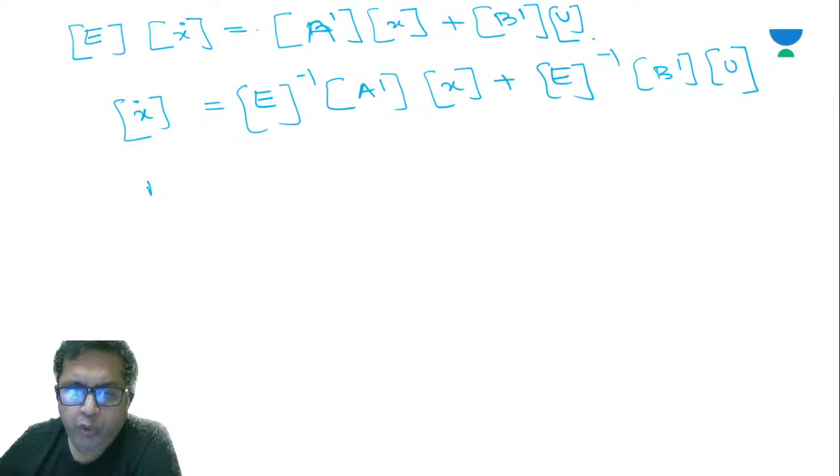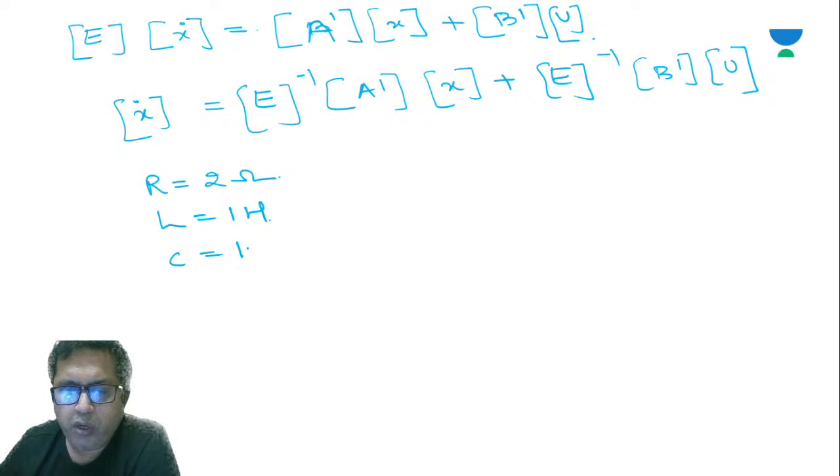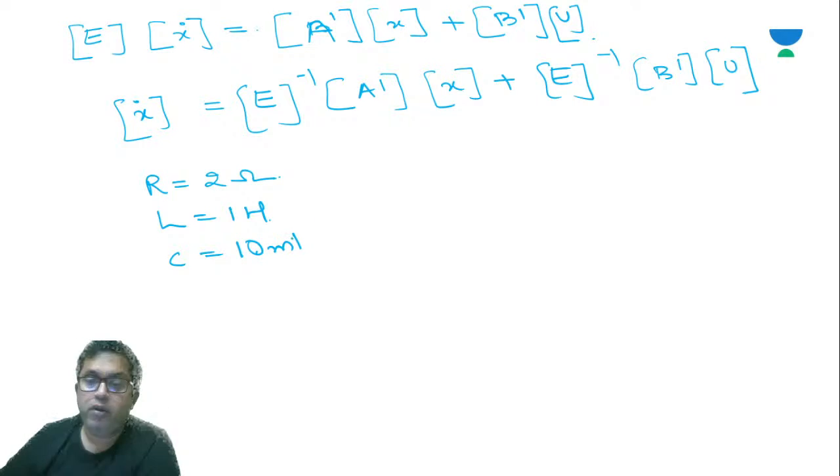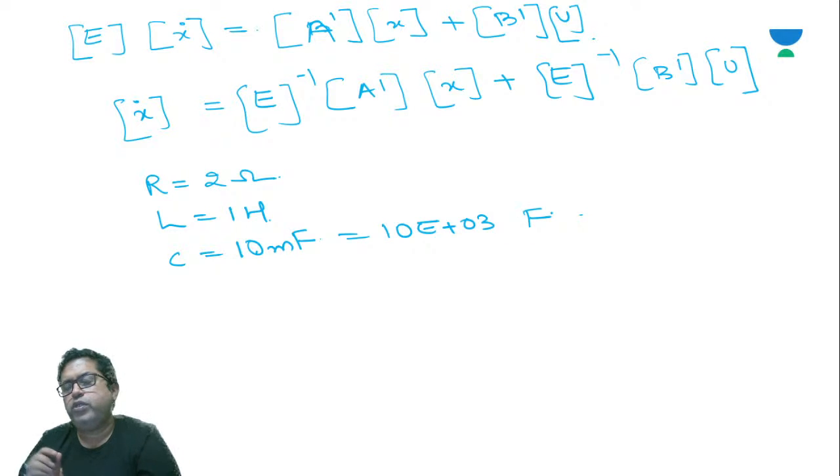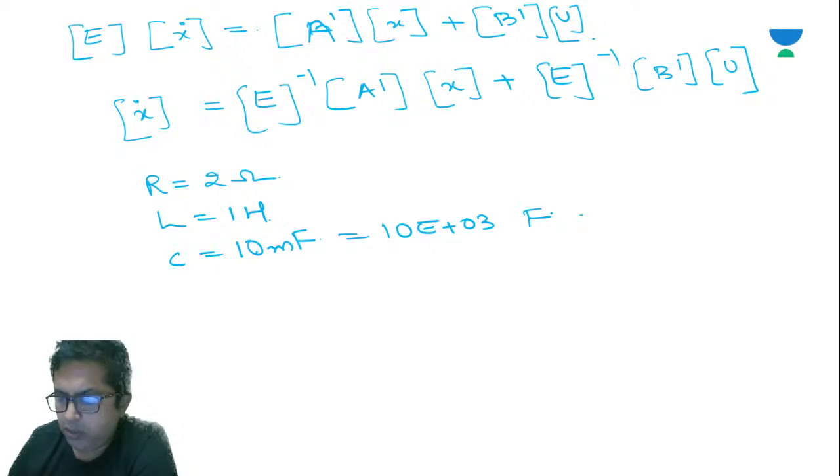Let us put the values. R equal to 2 ohms, L equal to 1 Henry, C equal to 10 millifarad. 10 millifarad is equal to 10 e raised to the power minus 3 farad. Okay, so these are the values of the components.